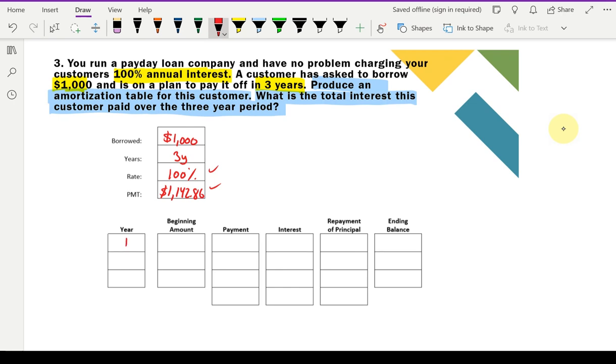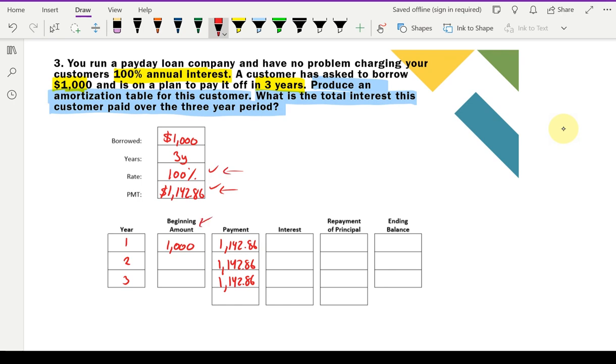Okay, let's get into here. We have year 1, year 2, and year 3. And remember, I told you the payments are going to be exactly the same. So you can just write those in now because those are going to be exactly the same for every single year. So you could just get that out of the way right away. The beginning amount is our principal or what we borrowed. So this is going to be $1,000. Now we can start on the interest. Remember, the interest is the interest rate times the beginning amount.